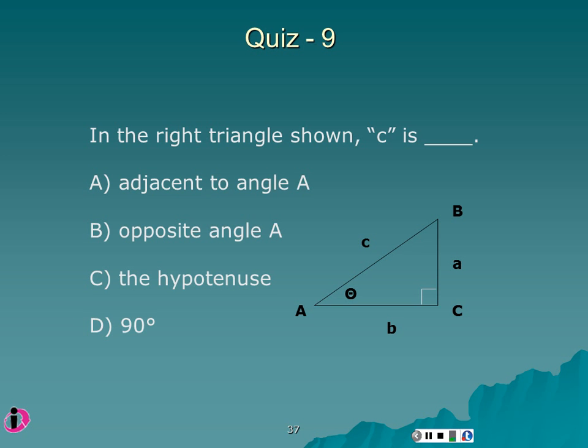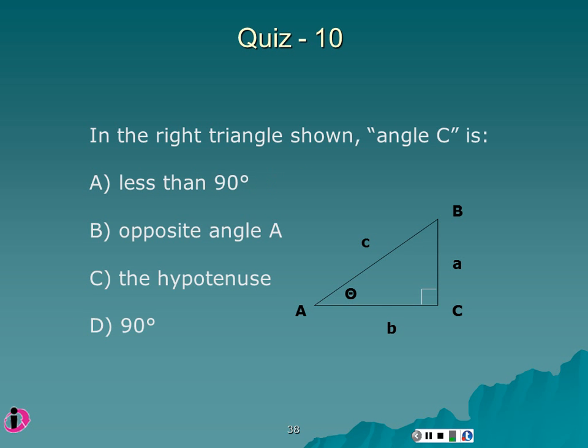How about small c? Is the hypotenuse, right? Which is easy to recognize because that's the largest side and that's the opposite to the 90-degree angle. Angle C. It must be 90 degree. That's the right angle of the right triangle.